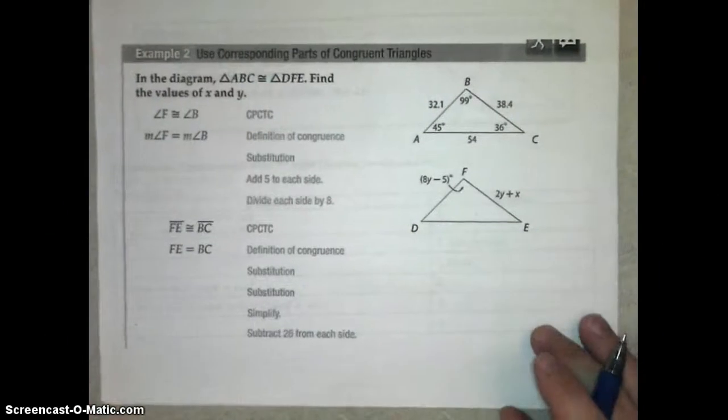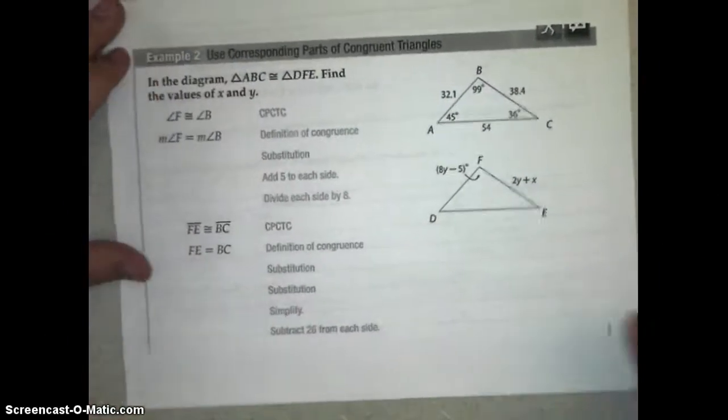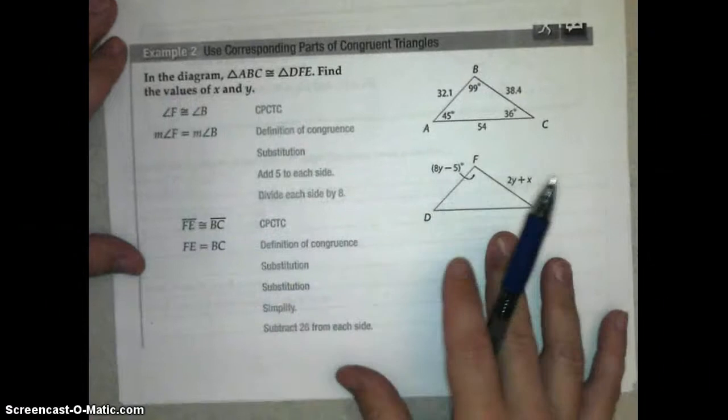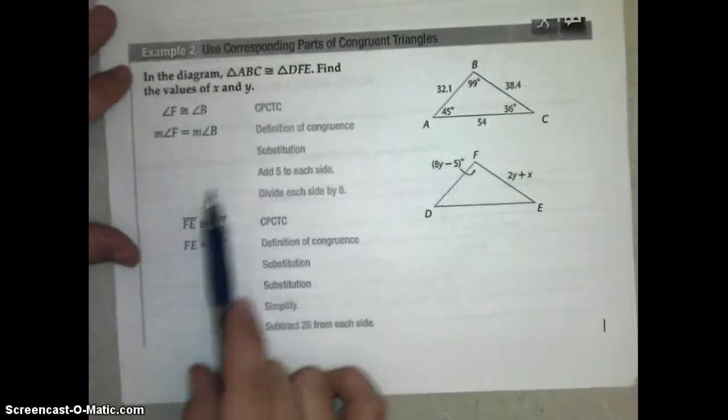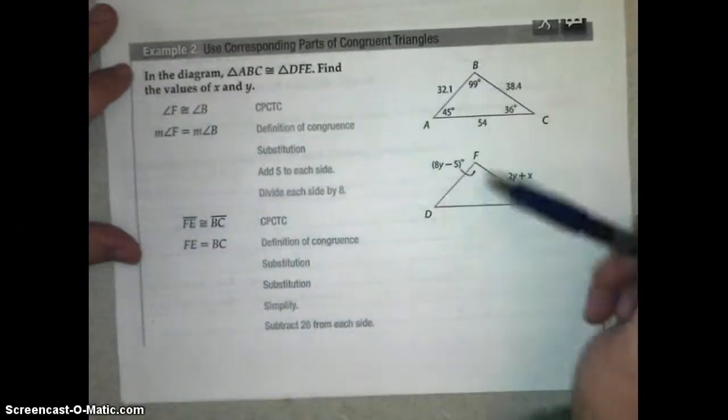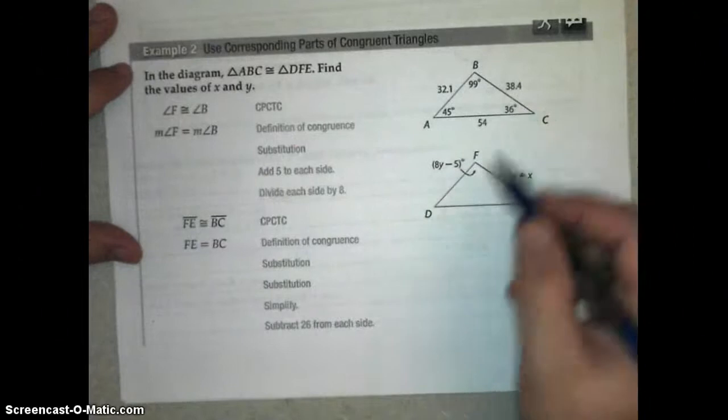So let's take a look at this first example. I know it's called example 2, but this is the first one we're starting with. Alright, it may look like this is completed, but you'll notice there's some missing pieces. In this diagram, we are given that these two triangles are congruent. ABC is congruent to DEF.